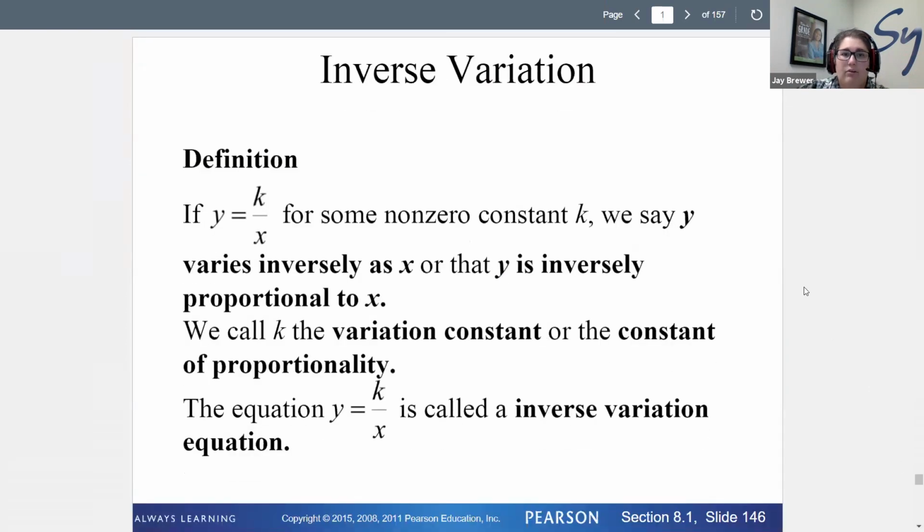All right. Inverse variation. Go ahead and take these notes down. You can see kind of why my dyslexia pops in here, right? Because they're pretty close. They're just a little different.